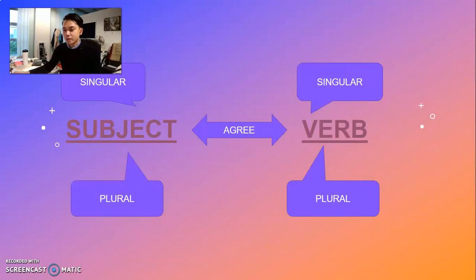Okay, now that was subject. Now let's move on to verb. Alright, so let's look at what is a singular verb and what is a plural verb.